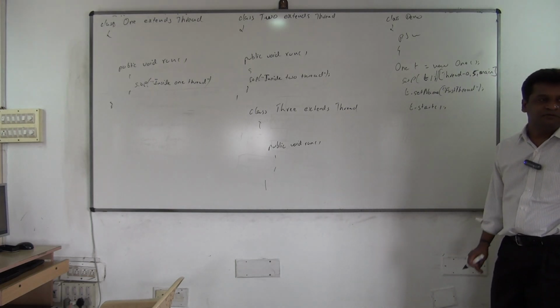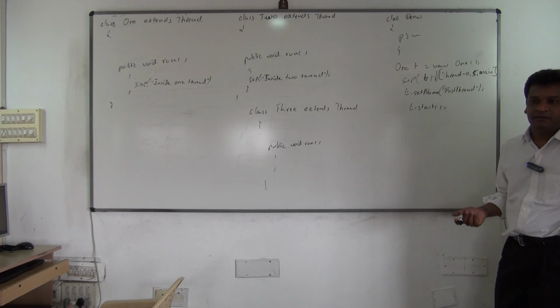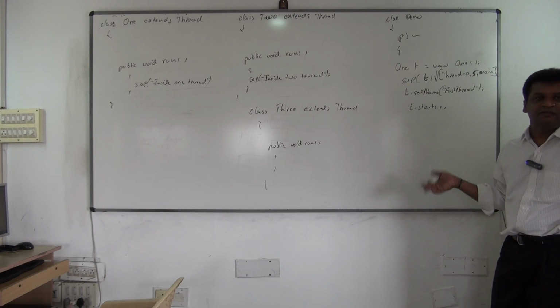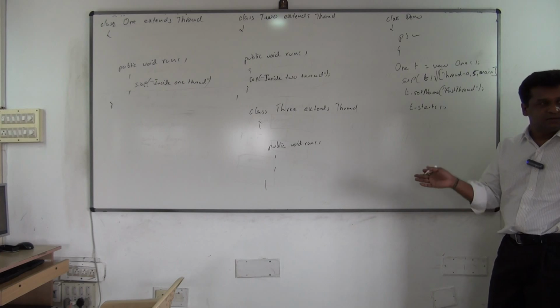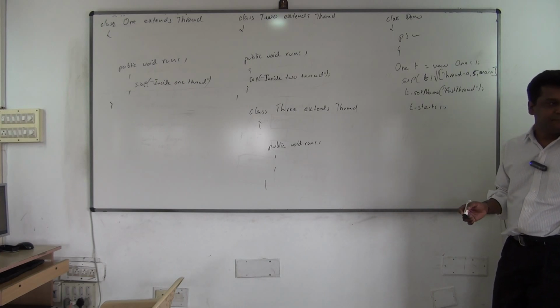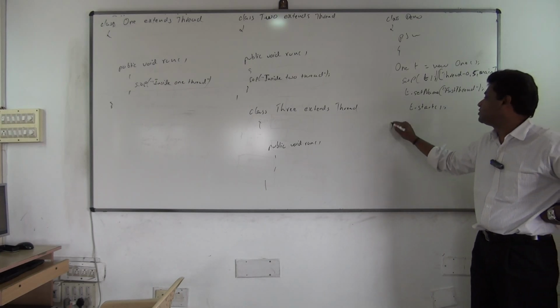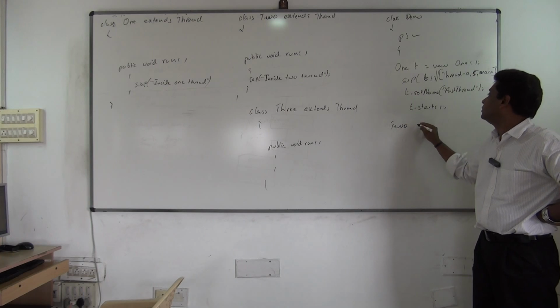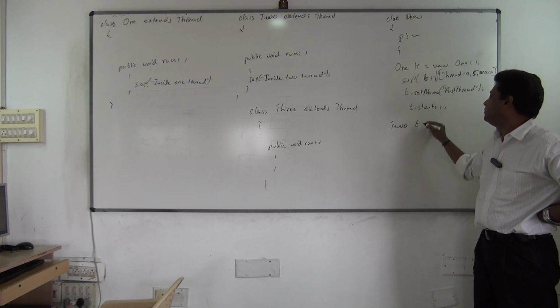Only one. So if you want to create other threads, what do you have to do? Create objects of that. So the main thread goes on starting other threads. Understood? Next you write T1. Say, okay, this is T1.